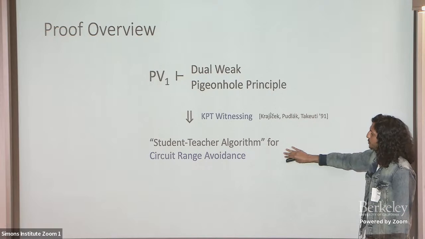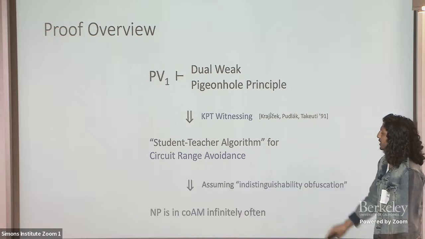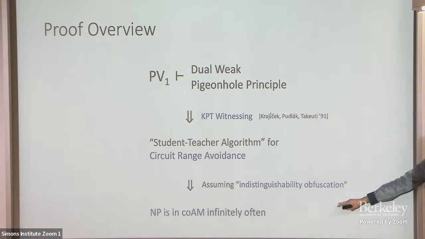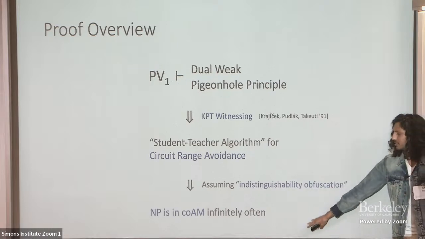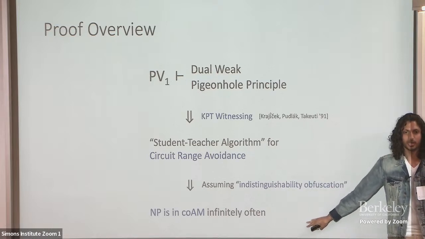And so this is the first part. Now the second part that I want to tell you about is that if you assume the existence of sufficiently good indistinguishability obfuscation, which I still haven't told you what it is, then that implies that NP is in coNP infinitely often.